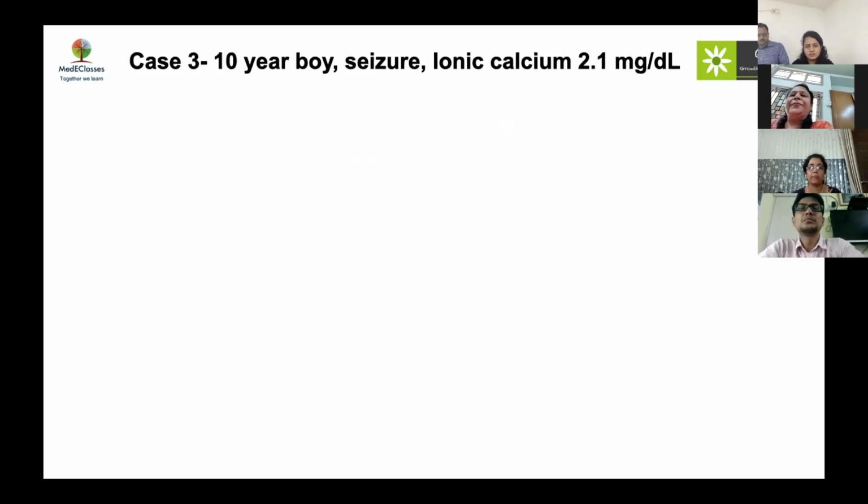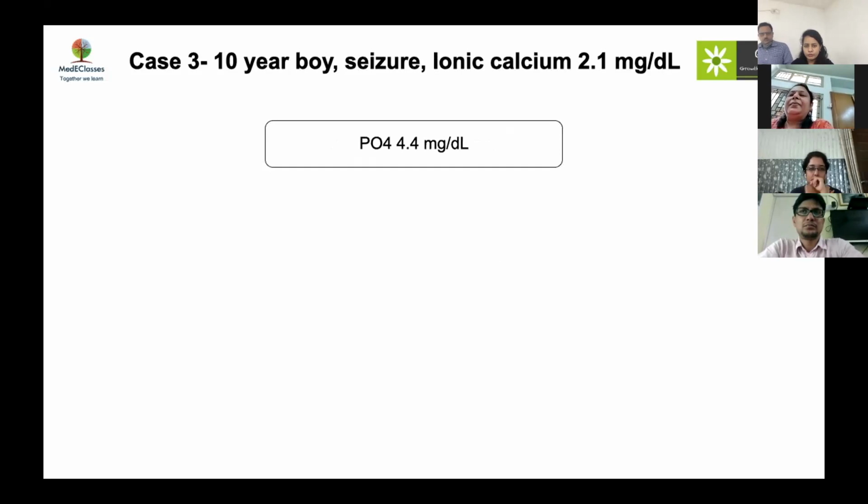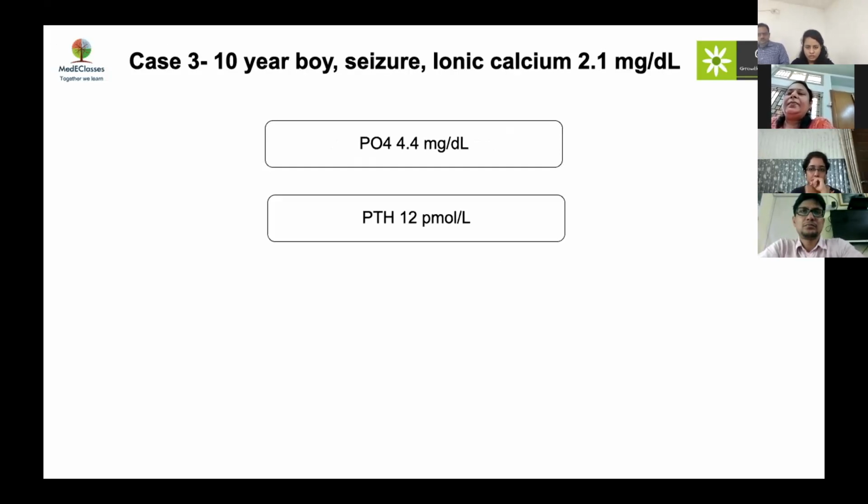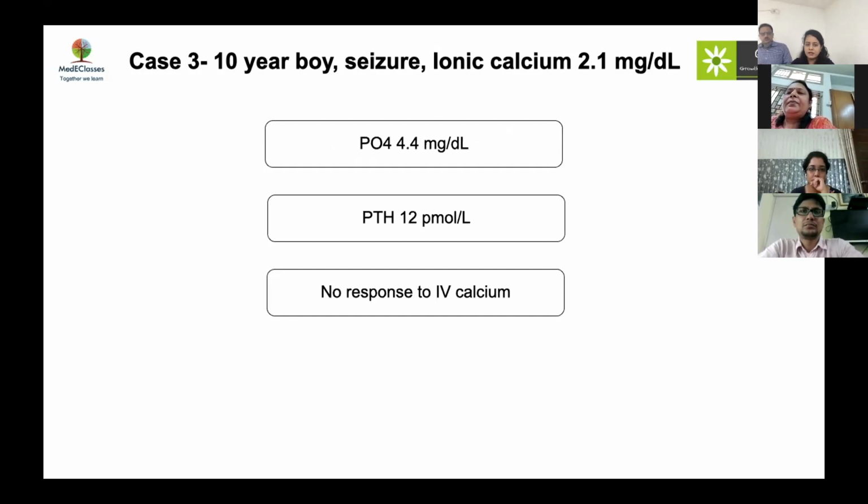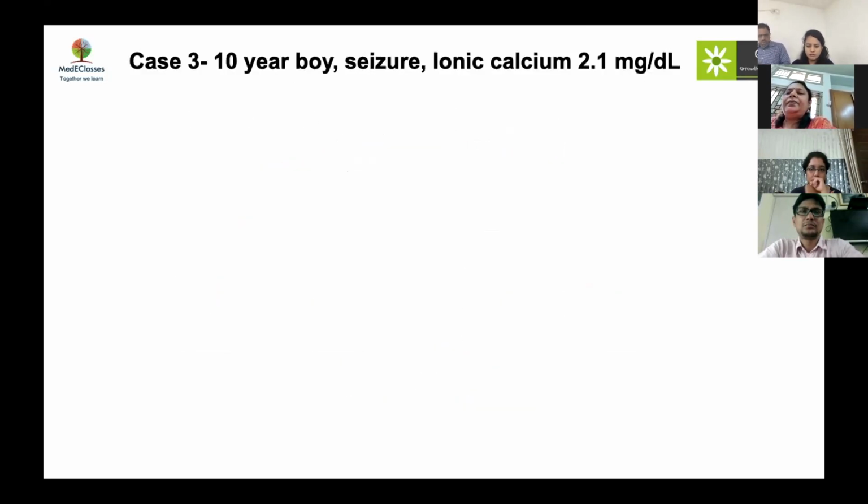Thank you. This is a 10-year-old boy with seizure and an ionic calcium of 2.1, and phosphorus is normal. The PTH is also in the normal range, and there was no response to IV calcium. So, Dr. Chetan, why is this boy not responding to IV calcium?